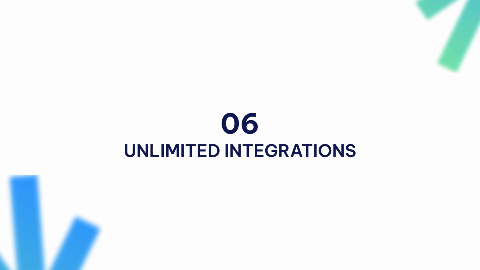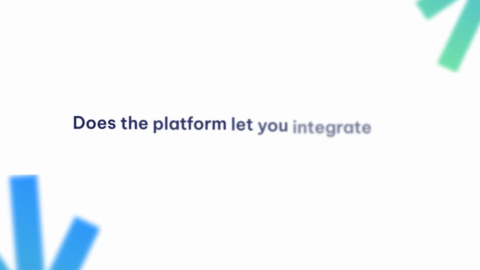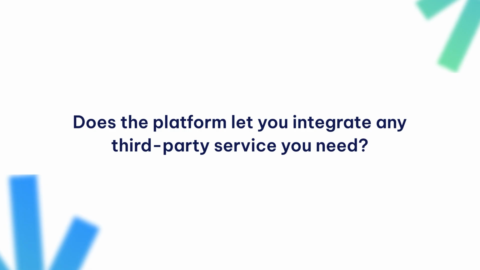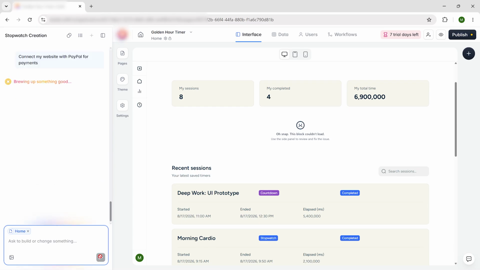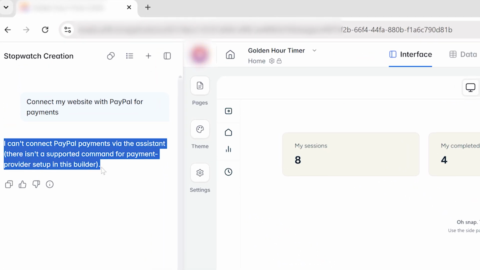Sixth, unlimited integrations. Does the platform let you integrate any third-party service you need? Most of the existing platforms support only a list of pre-built connectors, which allows your application to be connected with those specific third-party services. If you want to connect your application with a third-party service which is not in that list, you are stuck. For example, here in this application, I have created a web application and now I want to connect it with PayPal for handling payments. So if I ask it, it cannot do that.